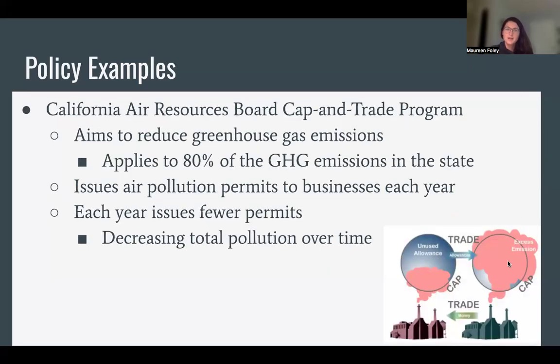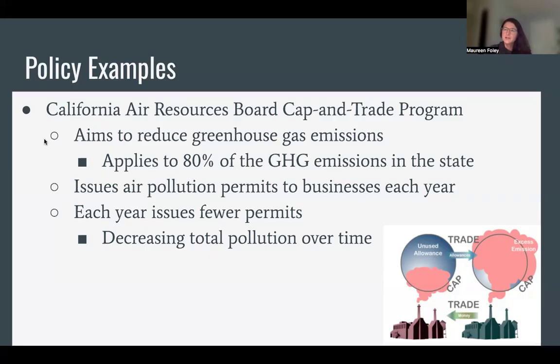Then we have a cap and trade program from the California Air Resources Board. So this program aims to reduce greenhouse gas emissions, and it applies to 80% of the greenhouse gas emissions in the United States. So 80% of the greenhouse gas pollution that's going on falls under this cap and trade program. In the program, just like we talked about, air pollution permits are issued to businesses every year, and the businesses get to decide, do we want to reduce our amount of greenhouse gas emissions and sell our excess permits to another business or not?